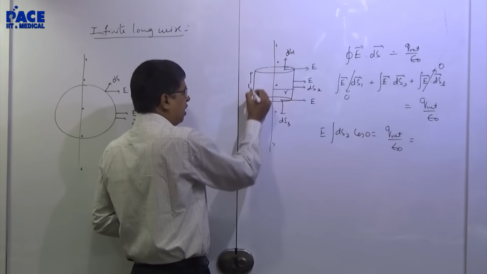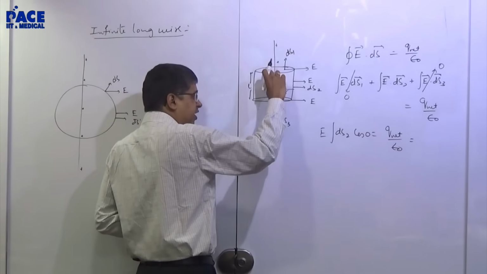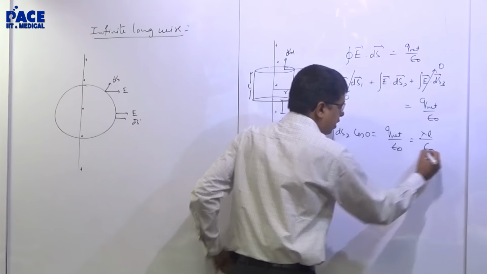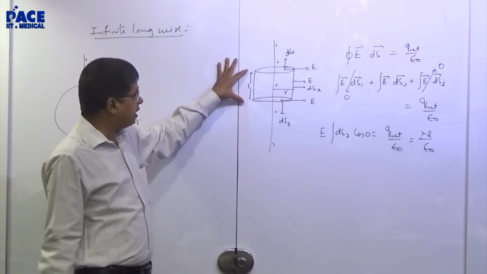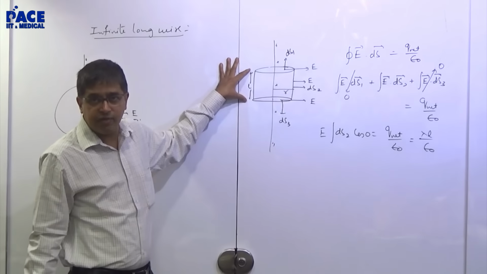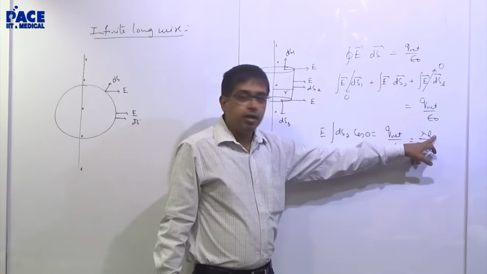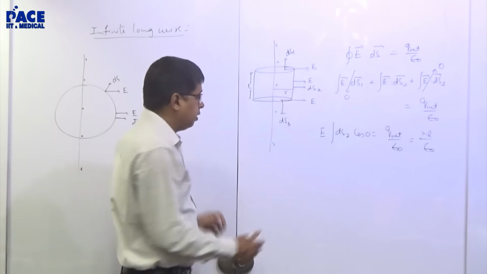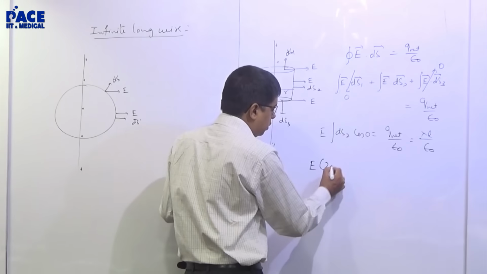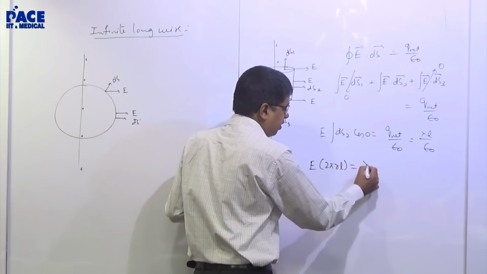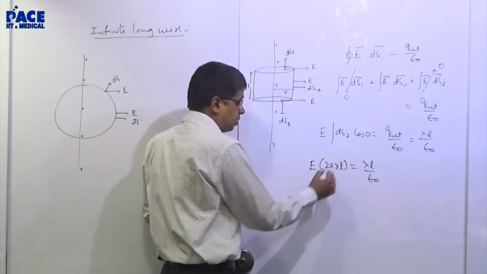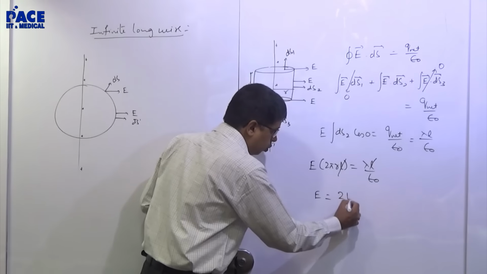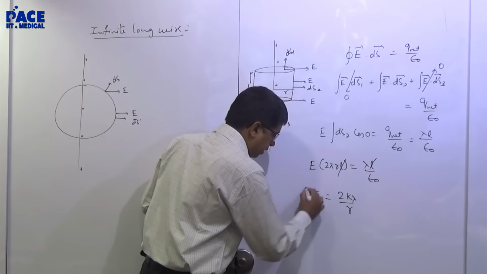If I take this length to be L, what is the net total charge enclosed inside the Gaussian surface? Lambda L. If I take the length of the Gaussian pillbox that I have assumed here to be L, the net total charge enclosed inside will be lambda L. This will be E 2 pi r L is equal to lambda L by epsilon naught. E is equal to 2k lambda by r.